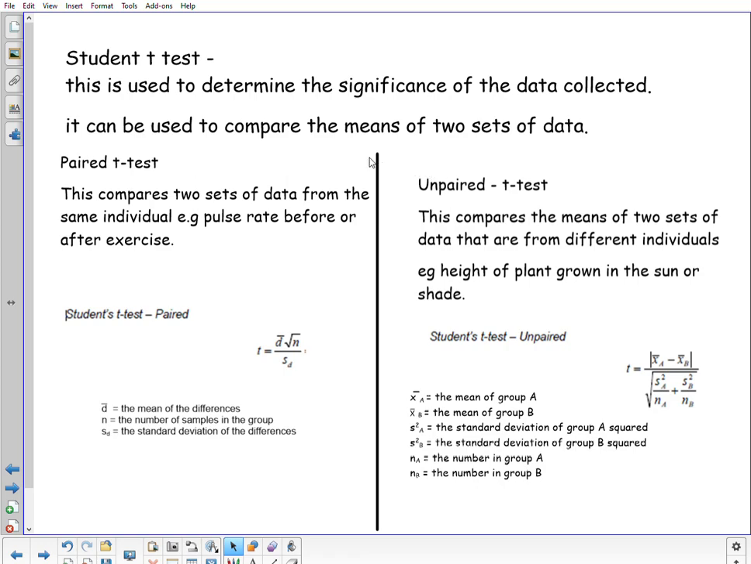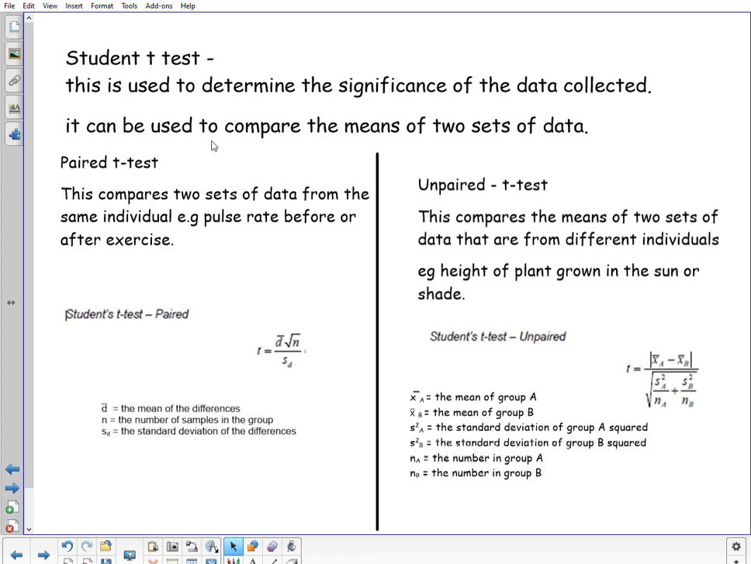So what we're looking at is the mean of the data that we collect. If we have two sets of data, are their means significantly different from each other? So what that means is that there might be a difference in the mean, but is that mean difference significant? Is it statistically significant that we can say, yes, something has caused that difference in the means? So I'm going to start by talking about the paired student t-test.